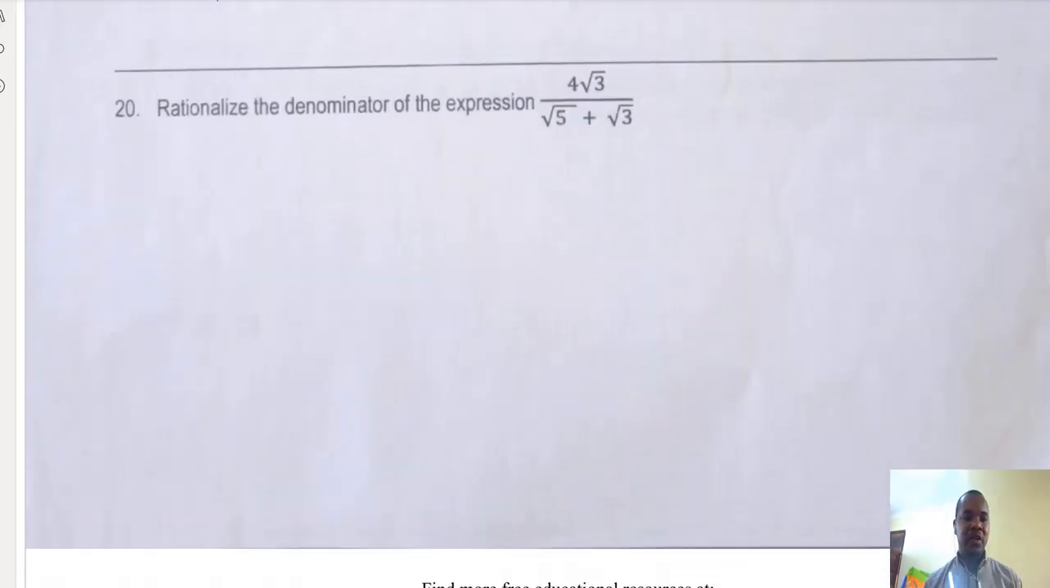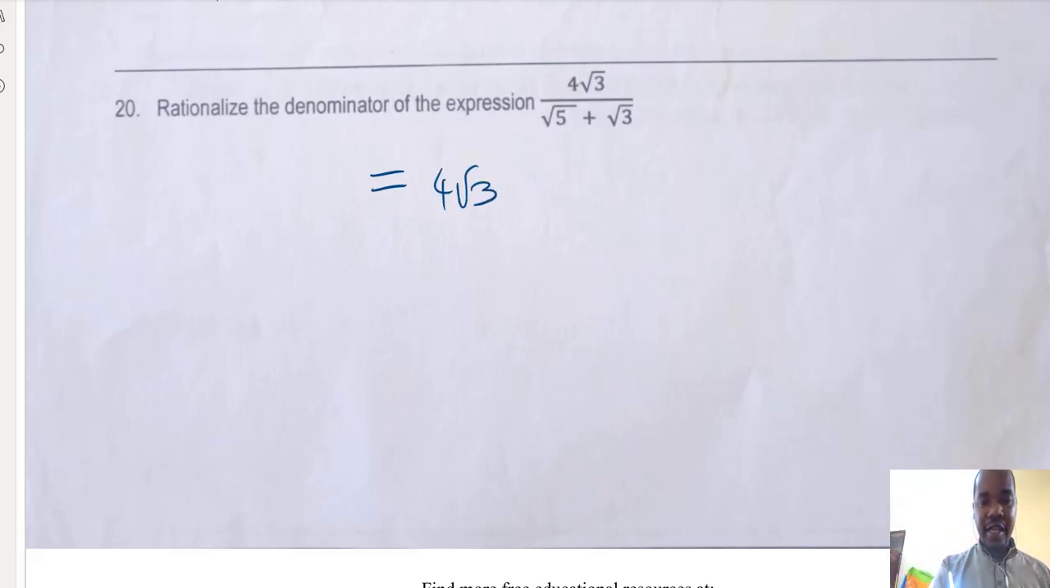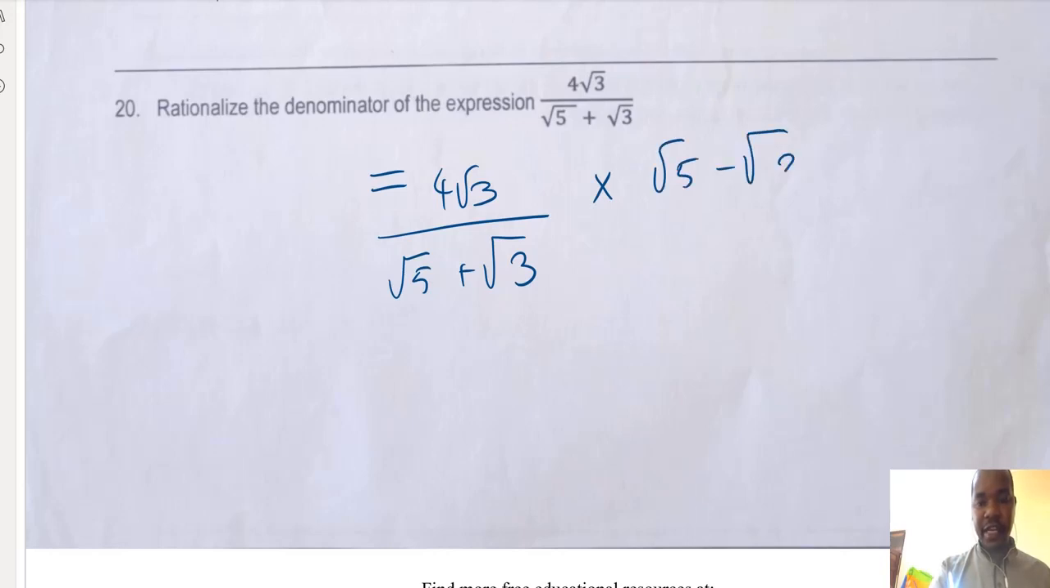Question number 20. We are supposed to rationalize the denominator of the expression 4 root 3 divided by root 5 plus root 3. You are going to say that 4 root 3 over root 5 plus root 3 multiplied by root 5 minus root 3, divided here by root 5 minus root 3.